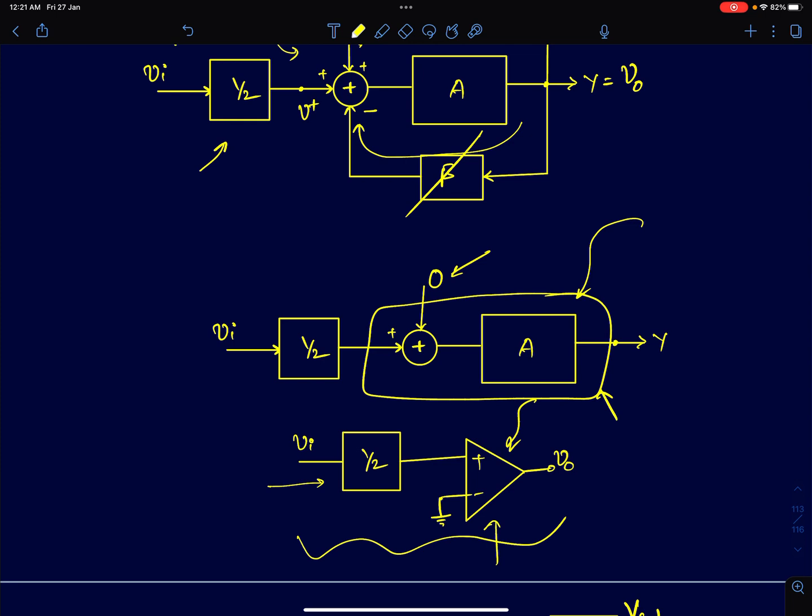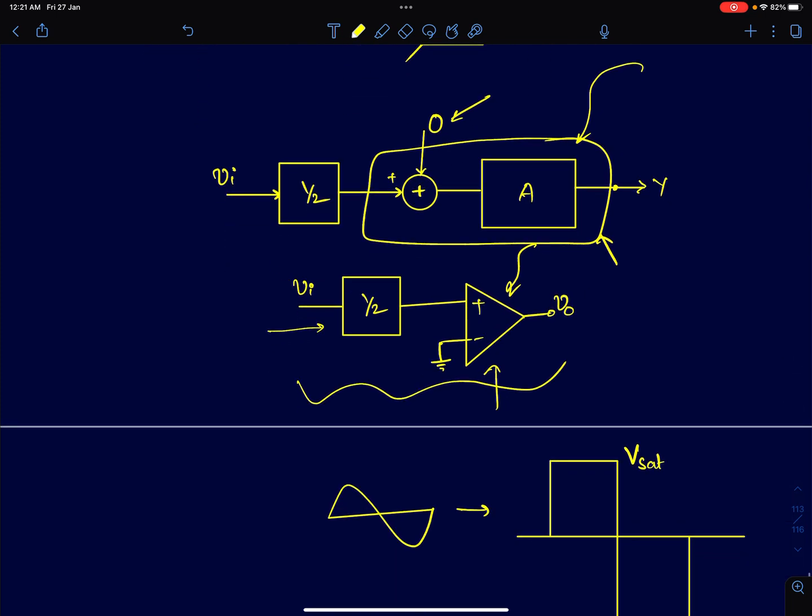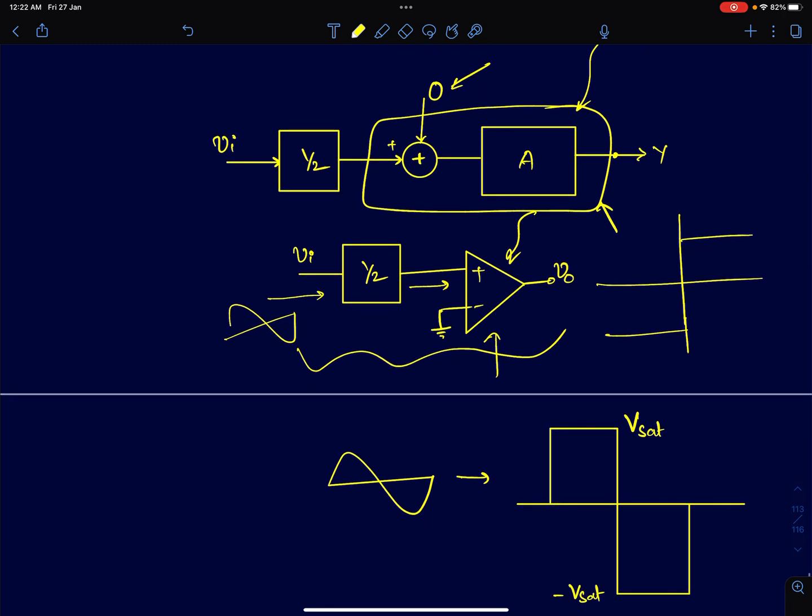So now you can very easily write what its output is. If I feed a sinusoid at this input terminal, it gets attenuated by half and fed to a nonlinear amplifier or operational amplifier. When I say nonlinear, I mean the saturating characteristic, ideal op amp with finite saturating voltages. Okay, so whenever your input goes positive, output goes to plus Vsat. If your input is negative, output goes to minus Vsat. So it will behave like a zero crossing detector.